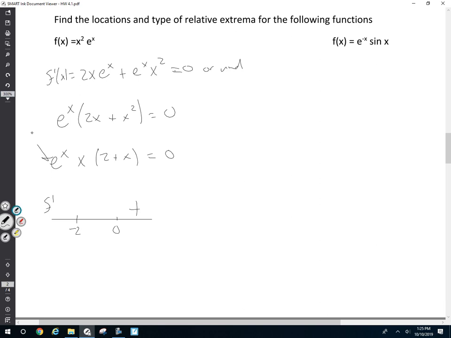E to the x is just positive. We can essentially ignore it because positive, positive, positive. This will be a positive. E to the -1st is positive, so I don't really care about it. This will be a negative times a positive. E to the -3rd, still going to be positive. E to the -3rd is 1 over e cubed. It's a small number, but it is still positive. I get a negative times a negative, so that's a positive. So f is going up, down, up. So x equals -2 is a max. And x equals 0 is a min.